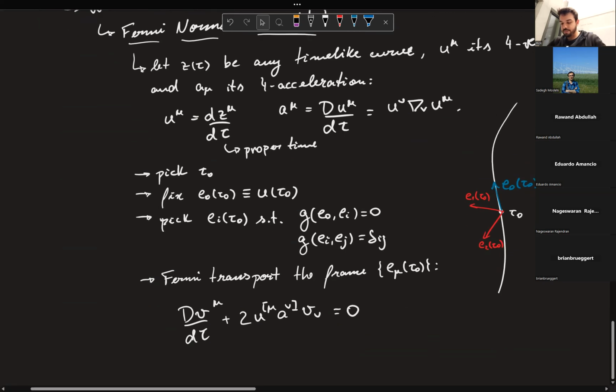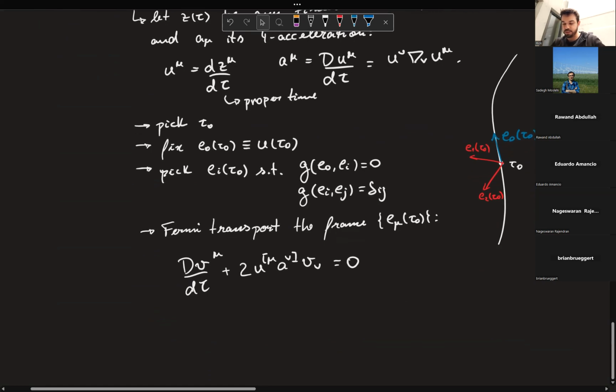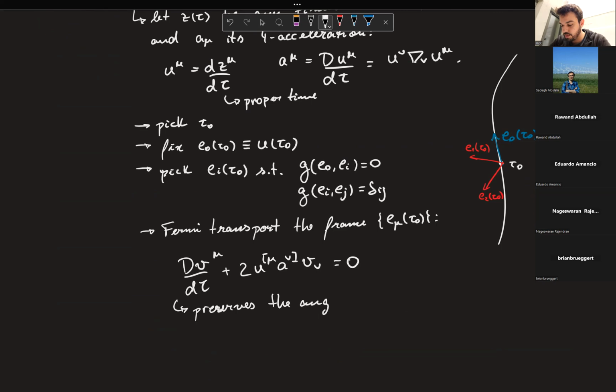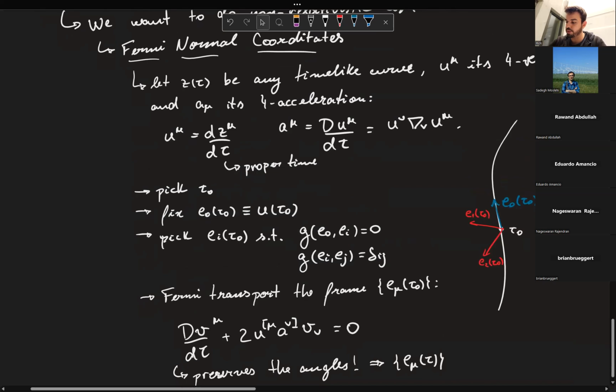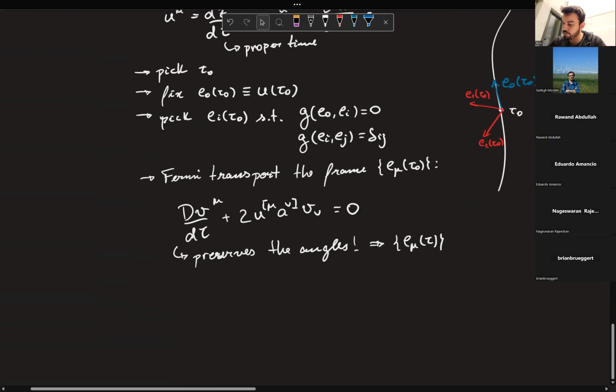So it's like a transport which is kind of naturally adapted to the motion of the curve. And this preserves the angles. So basically, this implies that from this, we get an e_mu of tau. So we get a full frame that is defined everywhere in the curve around here. And this frame will be such that it will still be orthonormal for all tau.